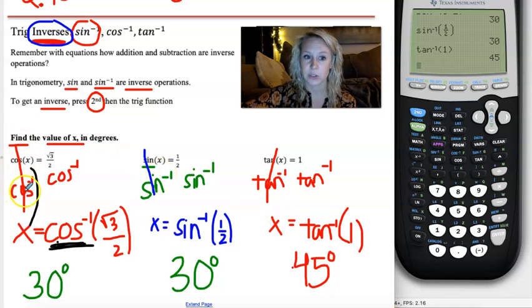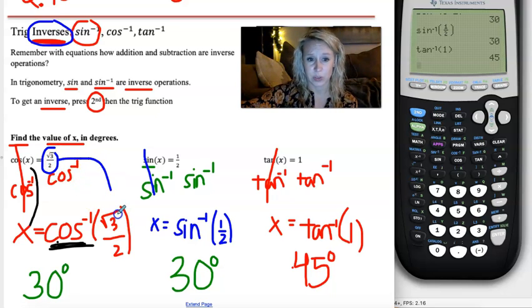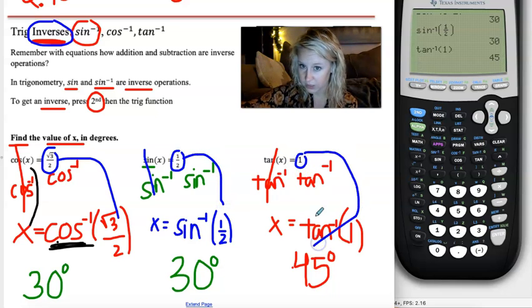Cosine opuesto es cosine -1. And then you repeat. And then whatever is on derecha, on the right side, it goes in parentheses. Siempre. What's on the right side goes in parentheses. And then just opuesto. Okay? So to get the opposite, you're going to hit second and then sine, cosine, or tangent. Okay? All right. Let's turn the page.